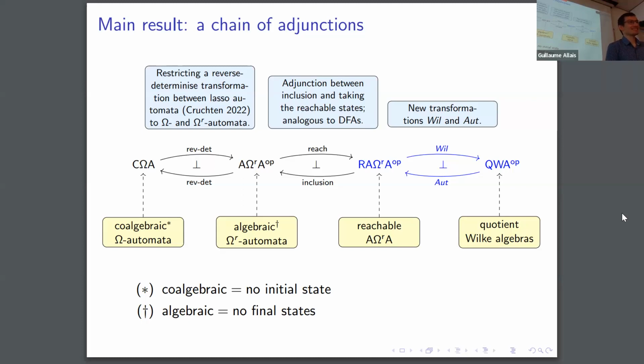Yes. Do you get any other consequences for free as a consequence of having this long chain of adjunctions? Yeah, so we looked at some preservation, like the syntactic Wilke algebra goes to what automaton, and the initial automaton goes to what algebra. I would say we don't have any very striking consequences of it yet. Hopefully in the future.